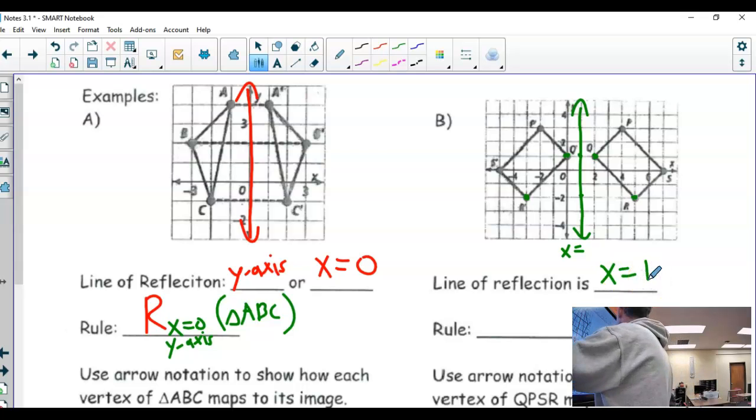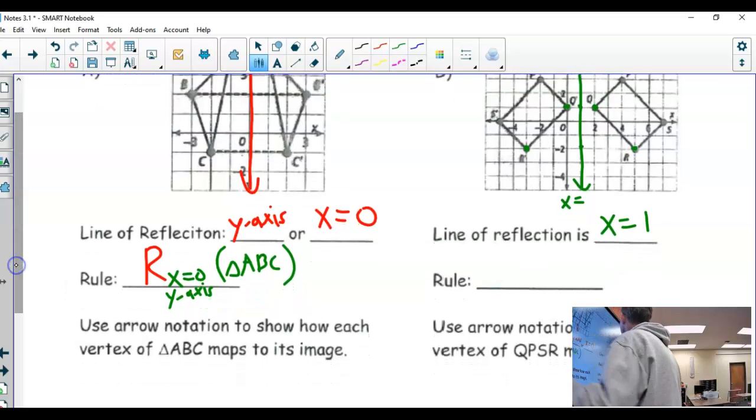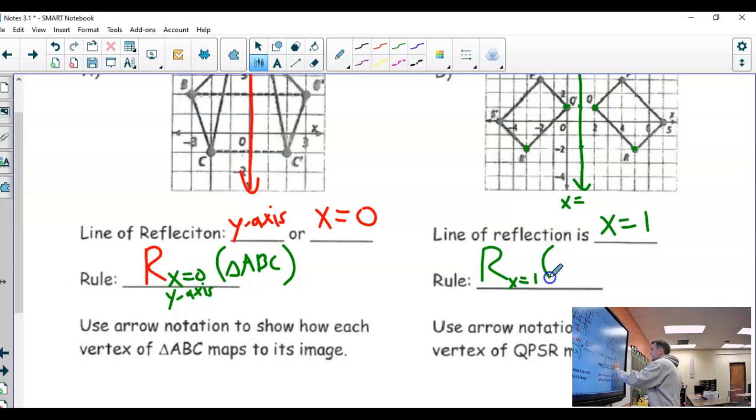So what would my rule be? My rule would be capital R. Down here, I would put the line of reflection. I'm reflecting across x equals 1. And this time, my pre-image is Q, P, S, R. I guess it doesn't matter as long as I go around the shape. Q, P, S, R. And I've written the rule.